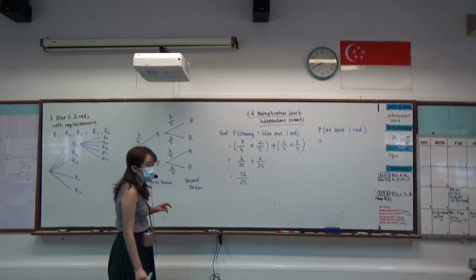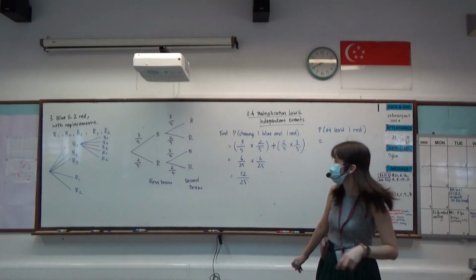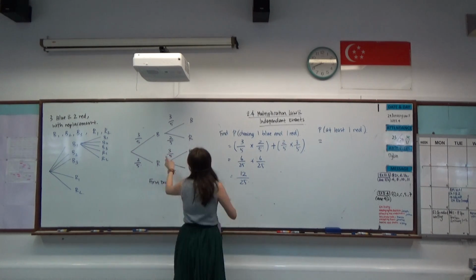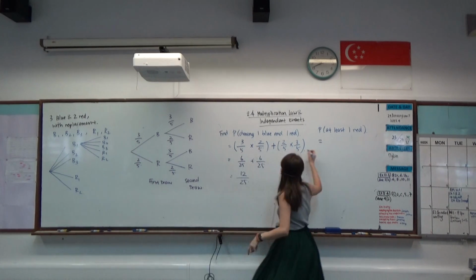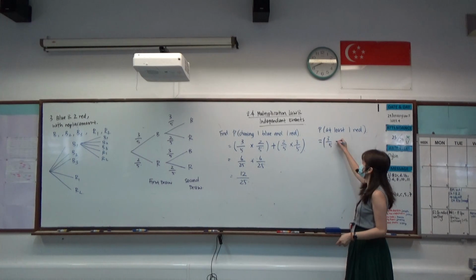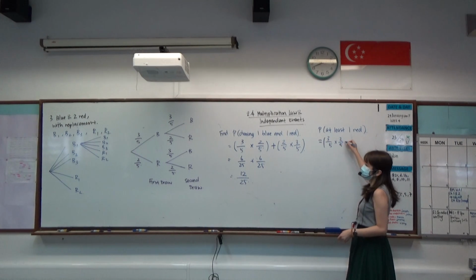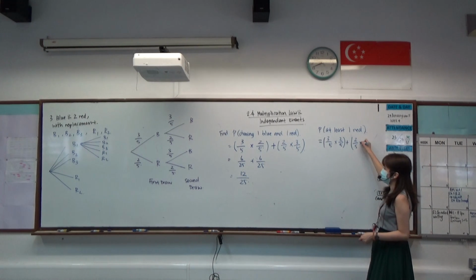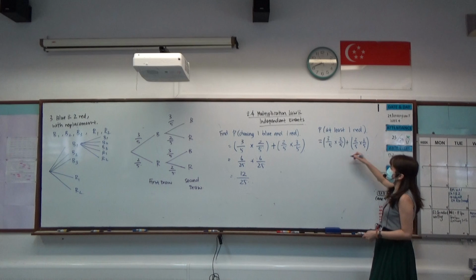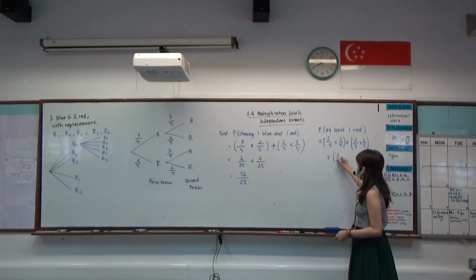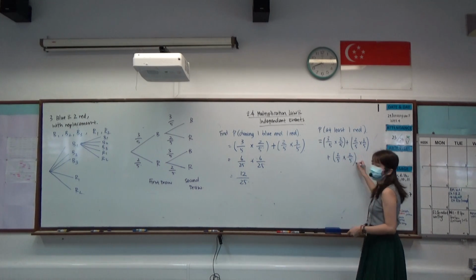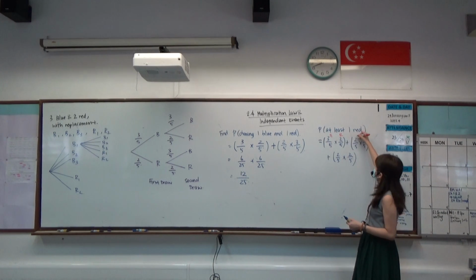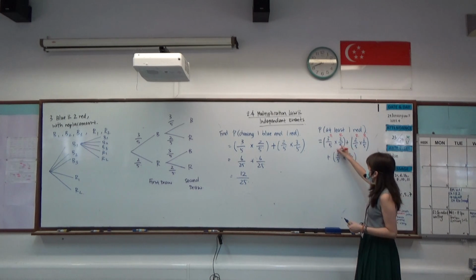Sorry, I can't hear you. Second, third, and fourth one, right? So we have blue red, red blue, or red red. So if you do blue red, that means that we have 3 over 5 times 2 over 5, okay, plus red blue will be 2 over 5 times 3 over 5, and plus 2 over 5 times 2 over 5. Okay, where we consider blue red, red blue, and red red.